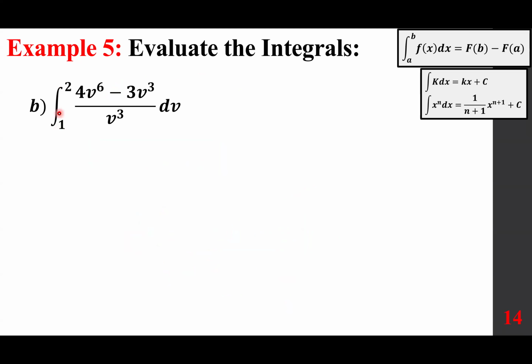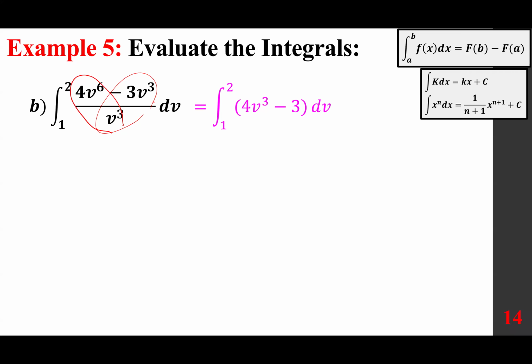The integral of 1 to 2, 4v to the power of 6 minus 3v cubed over v cubed dv. By the way, I'm using a variable that normally we don't use on purpose. It's important to know this variable and dv must be the same. So how do we deal with that? First, 4v to the power of 6 over v cubed is 4v cubed. Then this is minus 3. That's your first step, algebraic step.